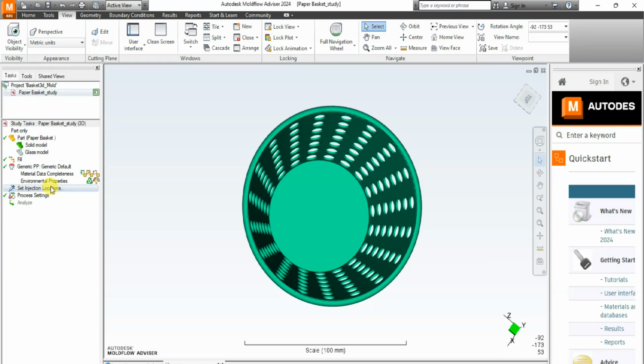As I've double clicked on this menu now, you can see the icon has changed. So let me just place 1, 2, 3, 4 and 5 at the center there. So as you can see, I have 5 injection locations selected. So right now we are in the process of doing a mesh and of course eventual analysis of this waste paper basket.